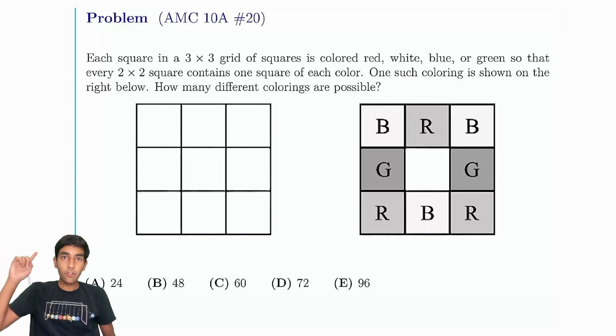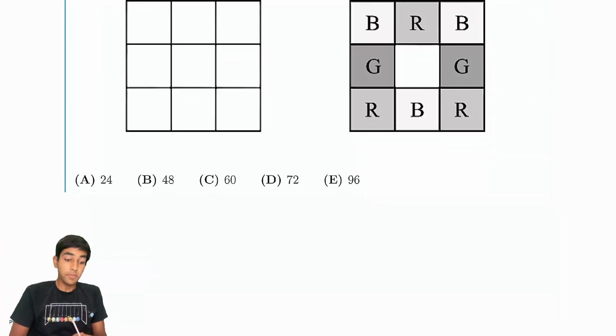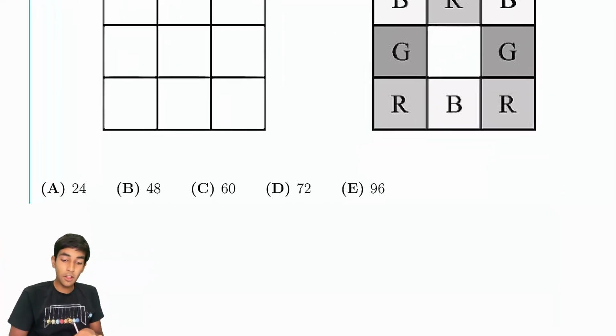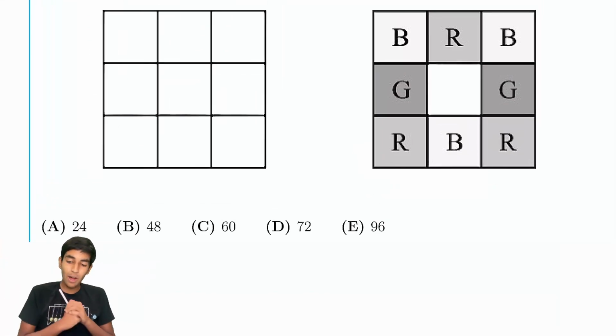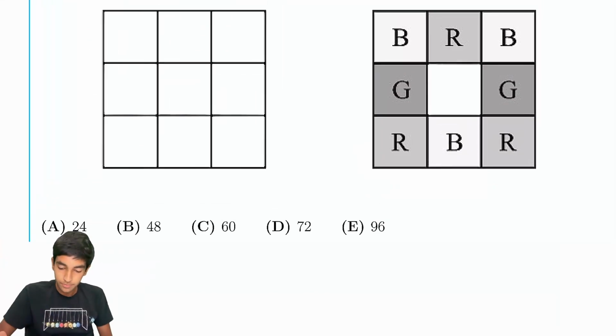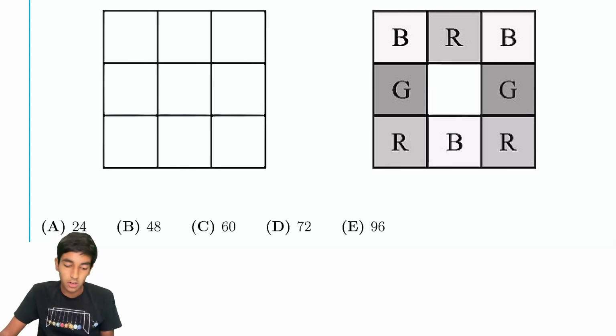Let's now tackle this problem from the AMCs. Each square in a 3x3 grid is colored red, white, green, or blue, so that every 2x2 square contains one square of each color. One coloring is shown, but we're asked to find how many different colorings there are.